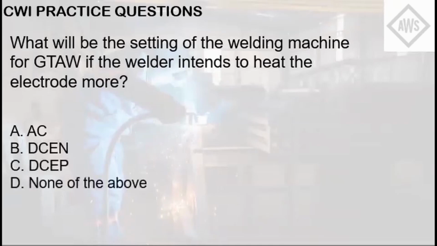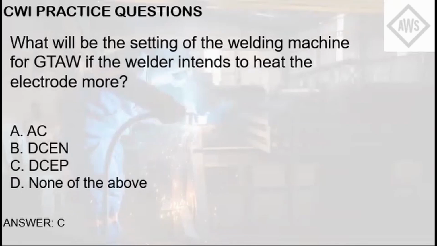So here, as I've said earlier, if you want to heat the electrode more for GTAW, you will have to use DCEP. So it's kind of opposite with SMAW. When you want to heat the electrode more, you will use DCEN. And if you want to heat the base metal more for SMAW, you need to have DCEP.